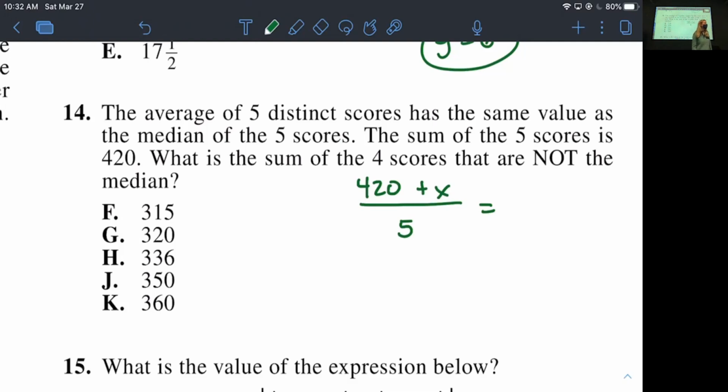Did you guys do this a different way? You're looking at me weird. The average is the same as the median.